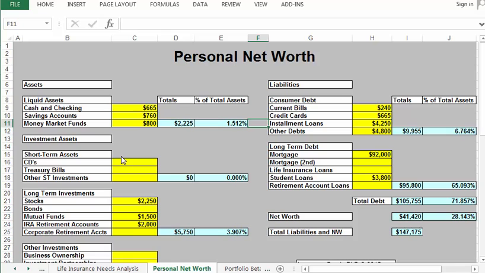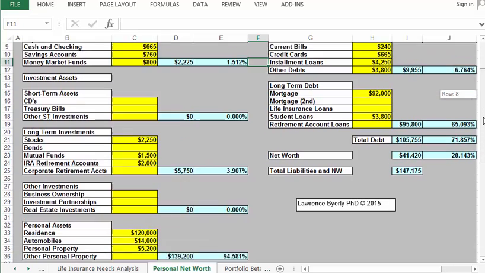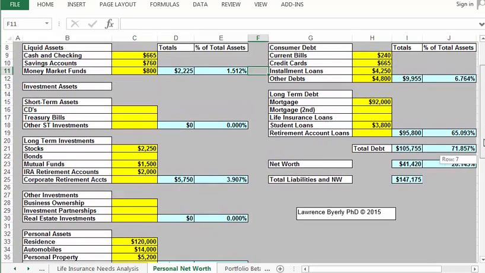Again, this is really just a balance sheet. So we want to devise and enter the data. So again, from that balance sheet, I've entered the data. They have about $2,225 of liquid assets, $5,750 worth of long-term assets. They also have personal assets total about $139,200. So their total asset base is $147,175.